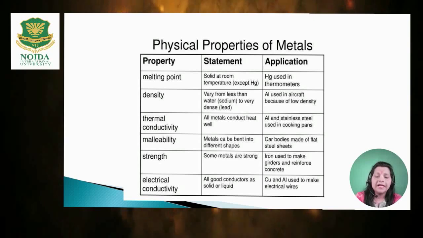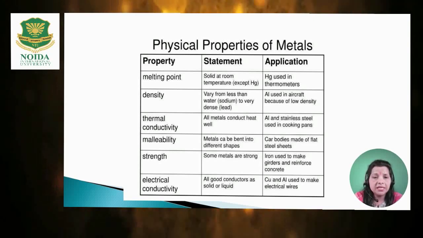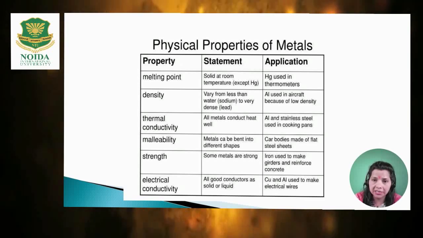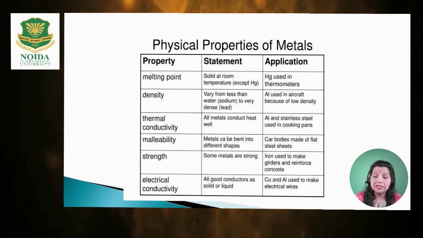Now if you want to explain the physical properties of metals and the uses associated with them, you can look here. If we are talking about the melting point of metals, generally metals are solid at room temperature except mercury. This is the reason why we use mercury in thermometers. No other metal can be used in a thermometer.